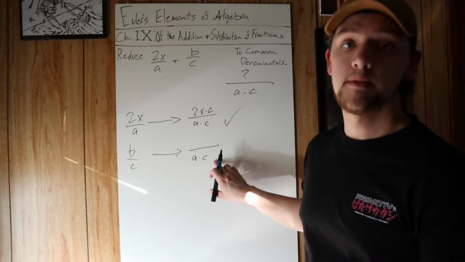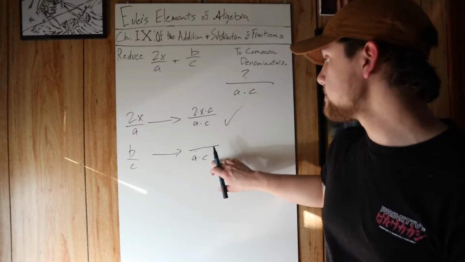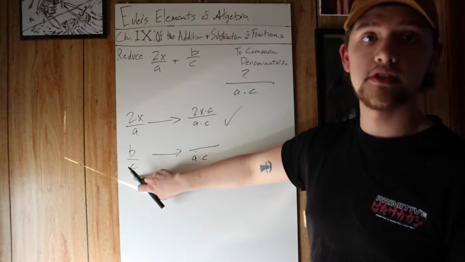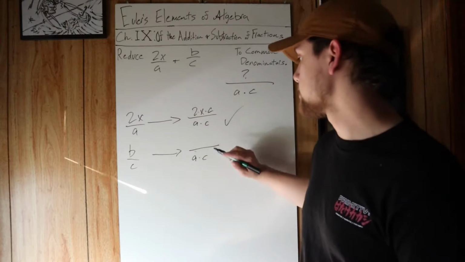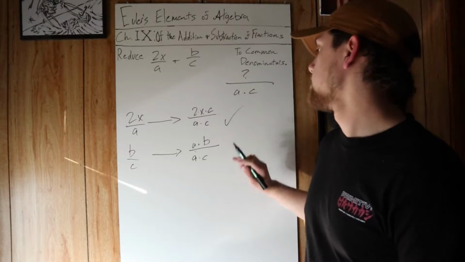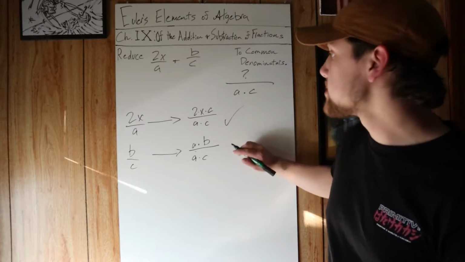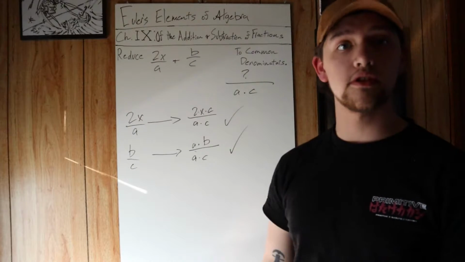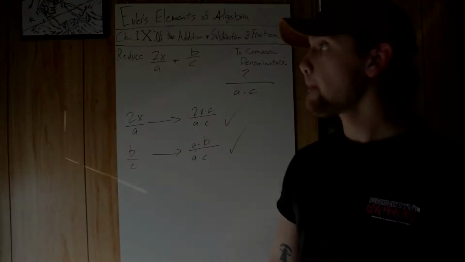And now we have to find out how to get b over c to satisfy our common denominator of a times c. We already have a c in the denominator here, so clearly all we need to do is multiply an a in both numerator and denominator, and we are left with a times b over a times c.